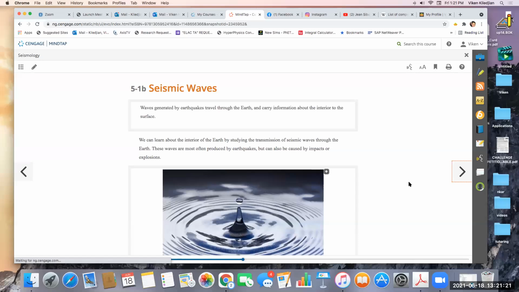So seismic waves. Waves generated by earthquakes travel through the Earth and carry information about the interior to the surface. We can learn about the interior of the Earth by studying the transmission of seismic waves through the Earth. These waves are most often produced by earthquakes, but can also be caused by impacts or explosions.